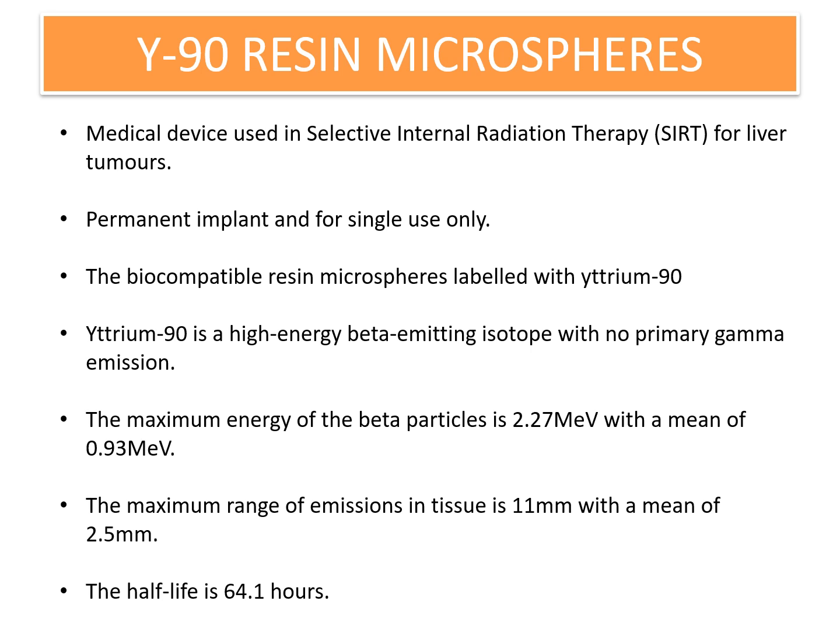Yttrium-90 is a high energy beta emitting radioisotope with no primary gamma emission. The maximum energy of the beta particle is about 2.27 MeV with a mean of 0.93 MeV. The maximum range of emission in the tissue is 11 millimeter with a mean of 2.5 mm. The half-life is about 64 hours.